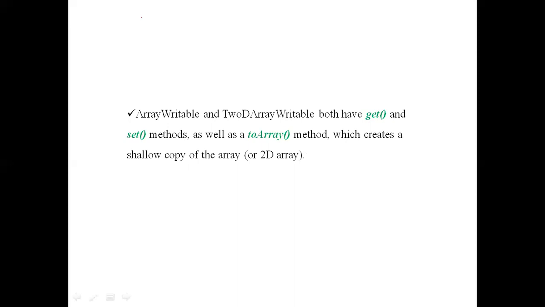Now when we come to ArrayWritable, how do we get the values? There are three main methods available in the ArrayWritable and TwoDArrayWritable classes. The important methods are the get method, the set method, and the toArray method. Many methods are available, but the main ones are get, set, and toArray. I think by seeing the names get and set, you got some idea.